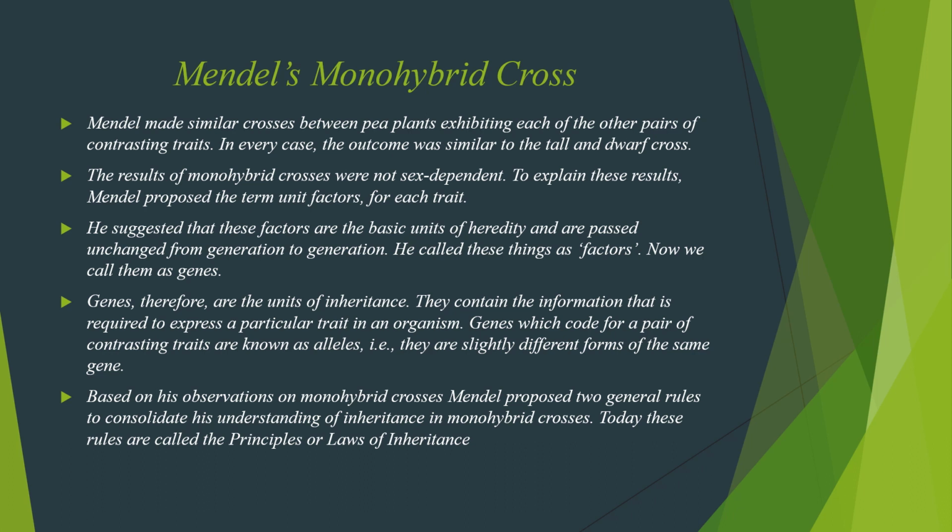He suggested that these factors are the basic units of heredity and are passed unchanged from generation to generation. He called these things factors. Now we call them genes. Genes, therefore, are the units of inheritance. They contain the information that is required for a particular trait in an organism. Genes which code for a pair of contrasting traits are known as alleles, i.e., they are slightly different forms of the same gene.